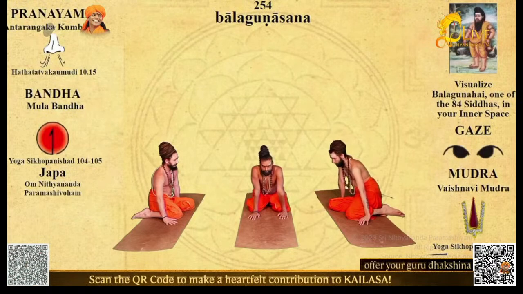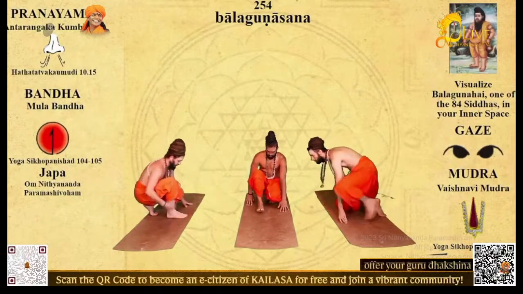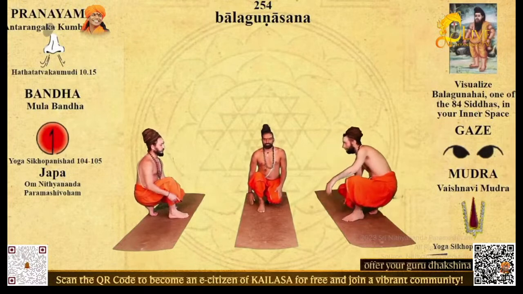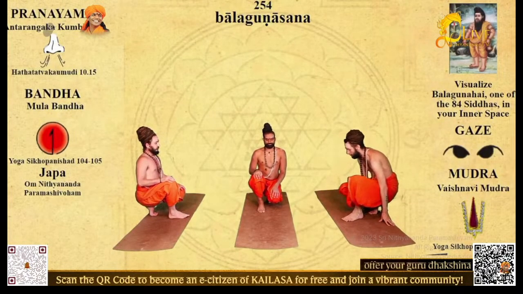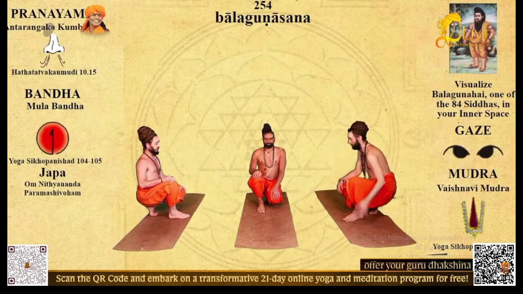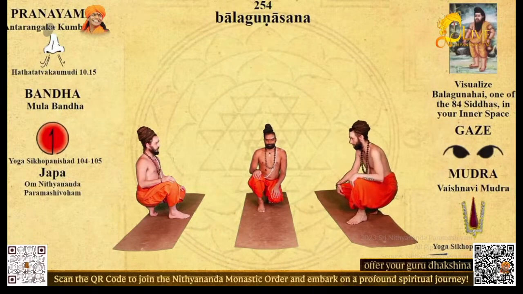Next up is Balagunasana. Now, place the toes of the left foot on the ground as you raise the left heel. Sit on the left heel with your perineum and keep the right knee raised towards your chest as you place your hands on top of the respective knees. Visualize Balagunahai, one of the 84 siddhas in your inner space.